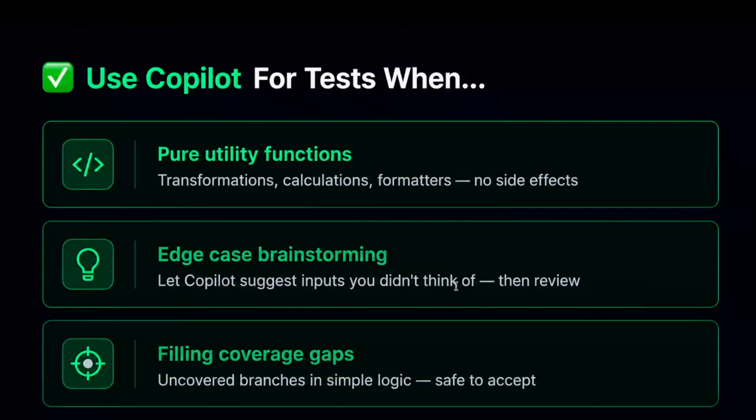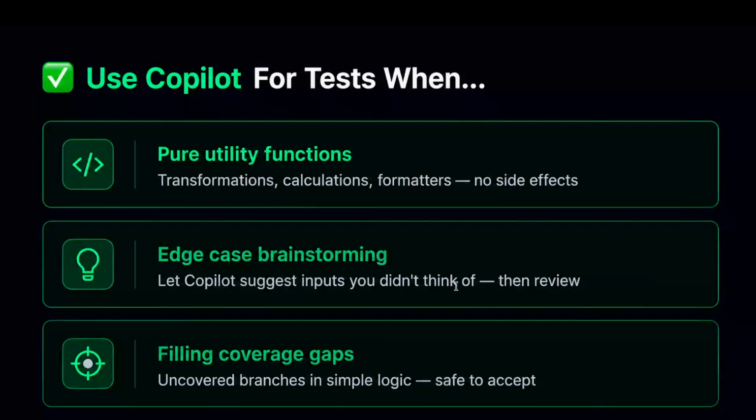So now, when is Copilot genuinely good for test? Three scenarios. One, boilerplate heavy test. If you are testing 15 pure utility functions that just transform data, let Copilot generate the first drafts. Then we can review it. Then the second one is when you need edge cases ideas. Copilot will suggest inputs you didn't think of. As you saw, it is faster as well.